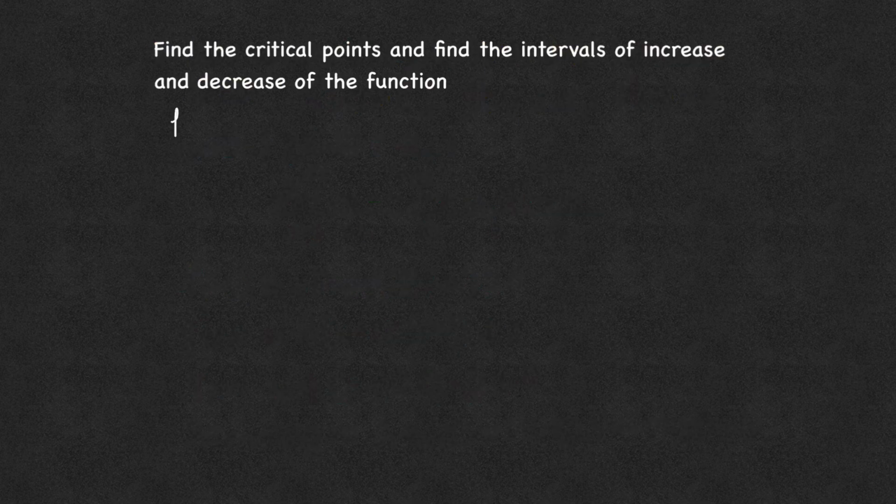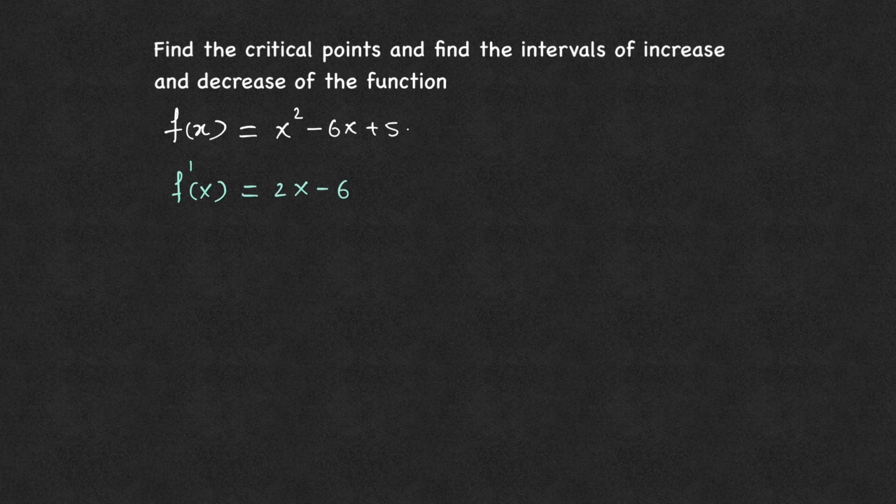Find the critical points and find the intervals of increase and decrease of the function f of x equals x squared minus 6x plus 5. Find the derivative of the given function. f prime of x equals 2x minus 6. Taking 2 as a common factor, we can write f prime of x equals 2 times x minus 3.